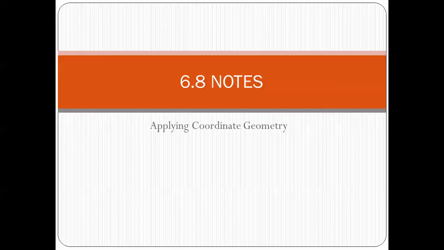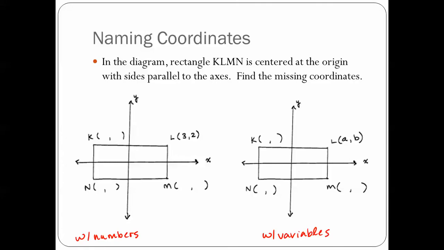6-8 notes. Applying coordinate geometry. Naming coordinates. In the diagram below, rectangle KLMN is centered at the origin with sides parallel to the axes. Find the missing coordinates. So we're going to do 2 examples. We're going to do one with numbers in the coordinate plane, and then we're going to do one with variables. So let's focus on the left side of the screen right now.